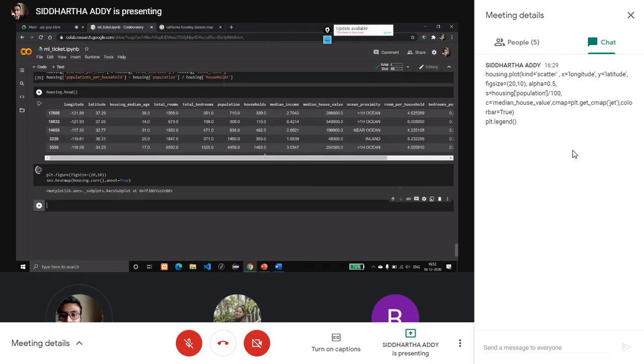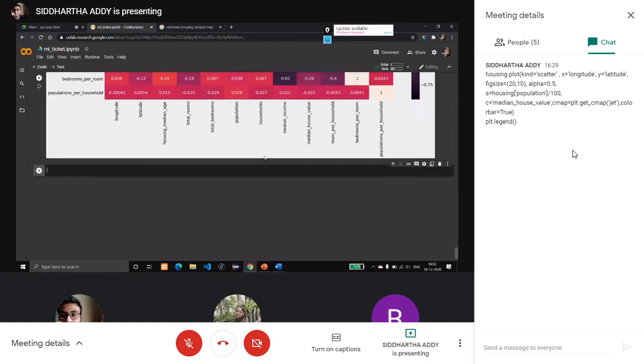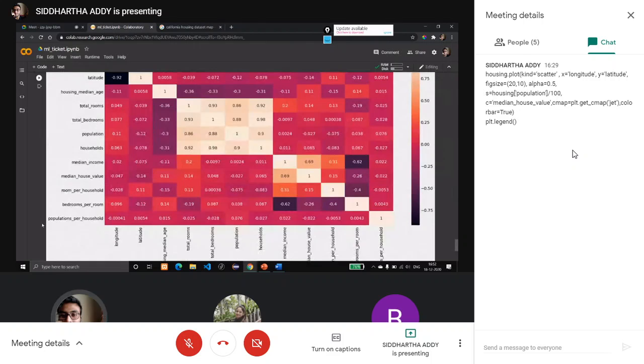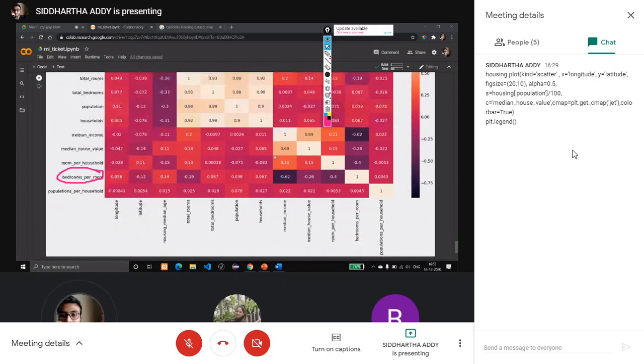Okay, too much information. Now I'm only concerned about this median house value, right? A very important thing to note is that we are only concerned about median house value. This is the final thing that we want. We have added 3 more columns, right? Rooms per household. Let me go a little bit lower. This is good.